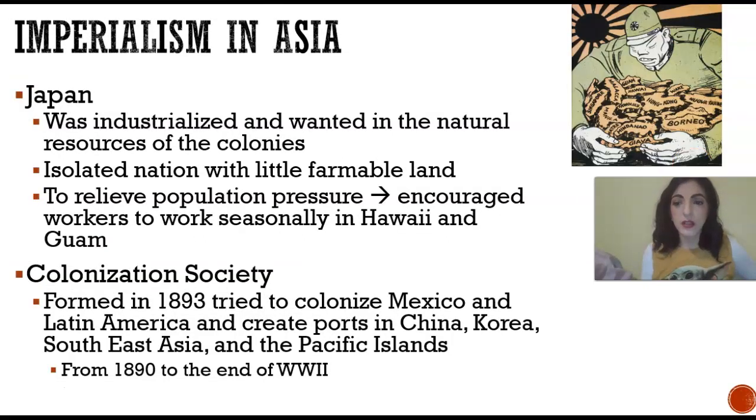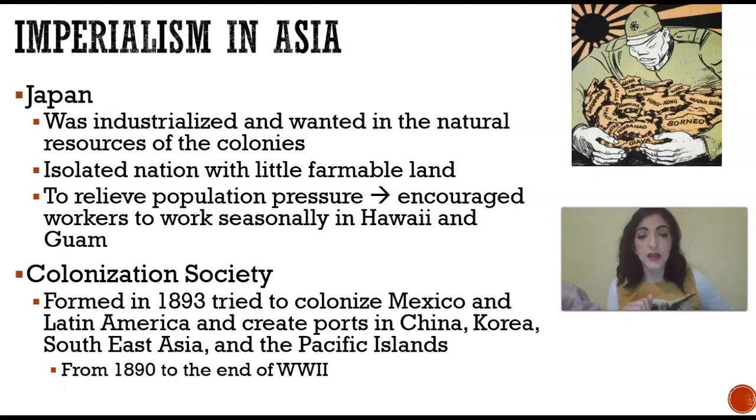So, imperialism in Asia, getting to Japan and the colonization society. When I talked about Japan earlier, I talked about them industrializing out of fear because they wanted to defend themselves. They didn't want the same thing to happen to them that happened to China, which is true. So they industrialized and they wanted natural resources from the colonies that they conquered and took over. For most of history, they had been an isolated nation. They were very, very closed off. And the thing was that they had little farmable land. So all of their resources they had to take from other places.